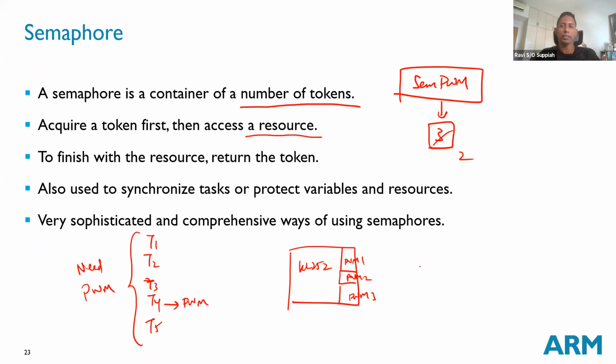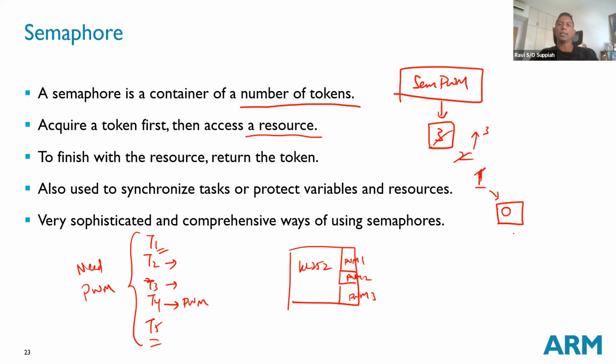When task 4 finishes, it gives back and the count goes back to 3. Or if after that task 3 asks, then it goes to 1. Then task 2 also asks, then it goes to 0. When it goes to 0, there are no more resources. So when task 5 or task 1 tries to ask for a semaphore and the count is 0, that is where the OS does the management.